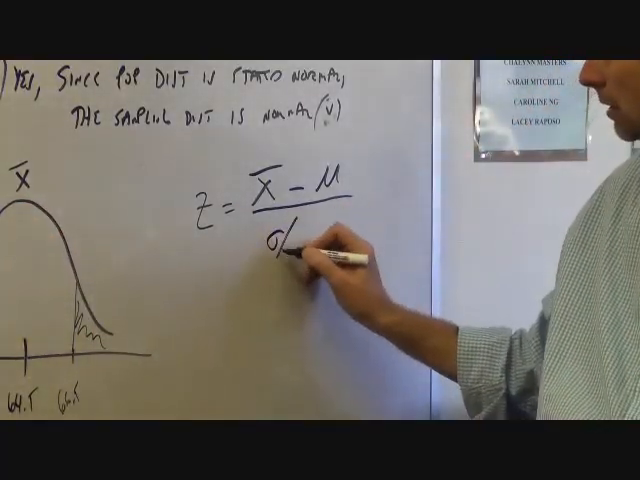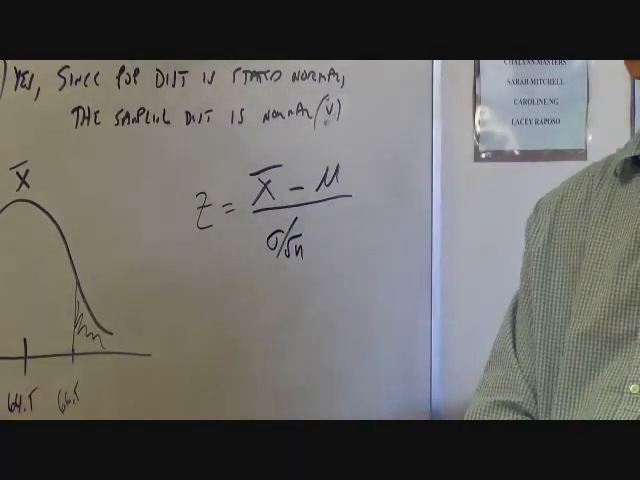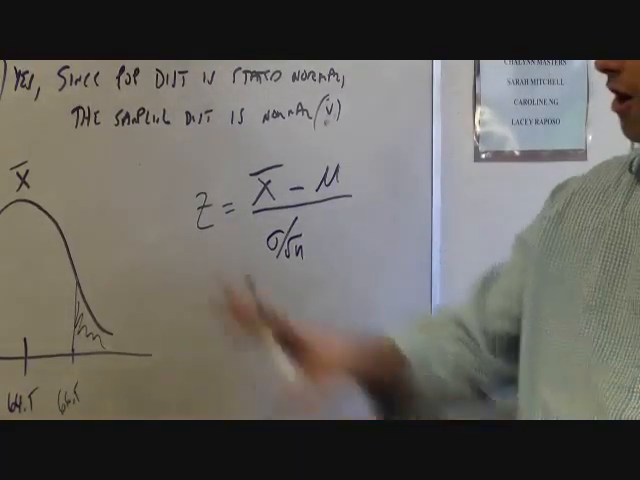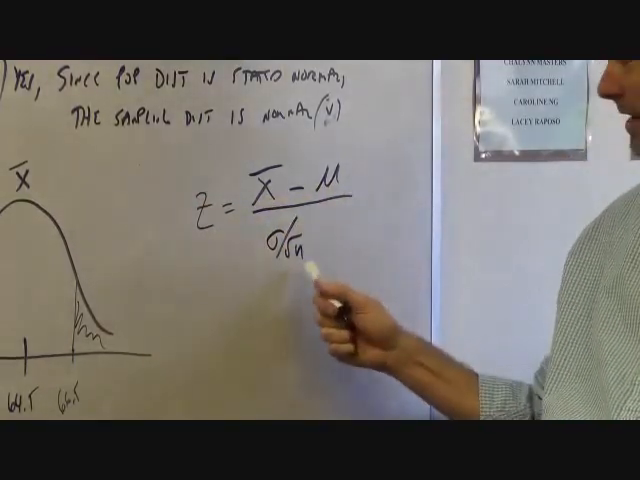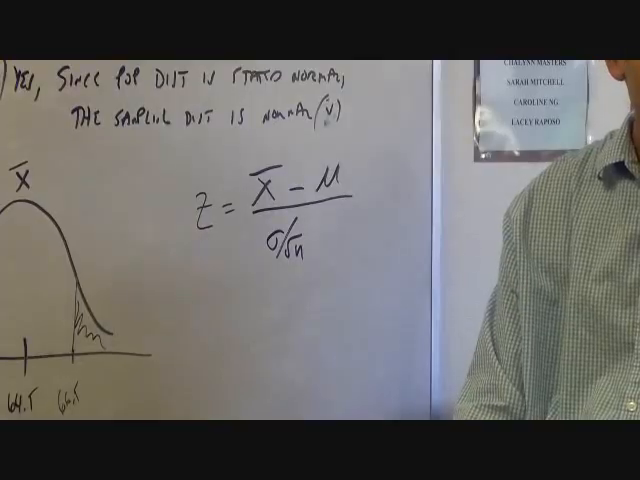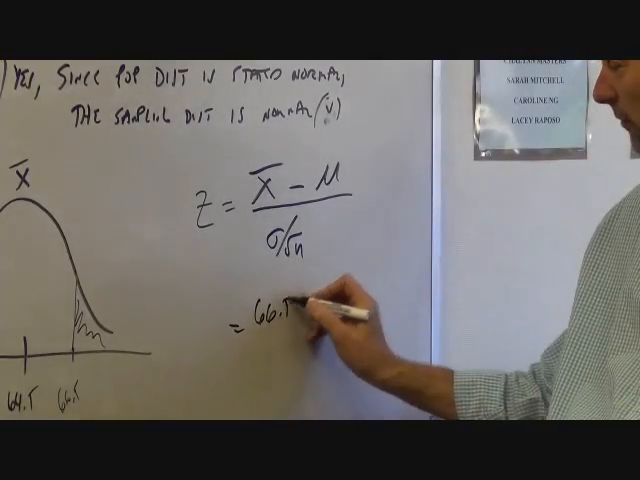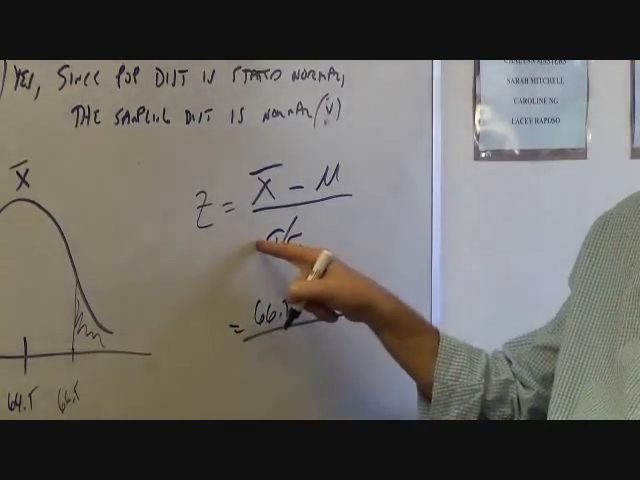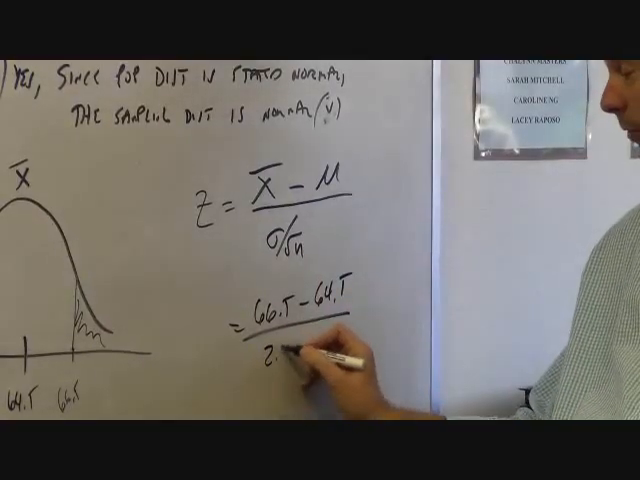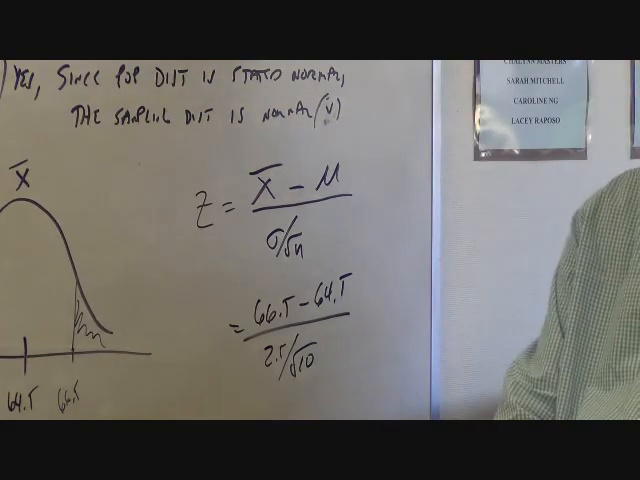Standard deviation over the square root of n. Right? This is the sampling distribution. Now these are all x bars. I want to see if my x bar is greater than the mean, and that's the standard deviation of this distribution. All right, let's plug in the numbers. So 66.5 minus 64.5 divided by the standard deviation of the population, 2.5, divided by the square root of 10. The sample size was 10.